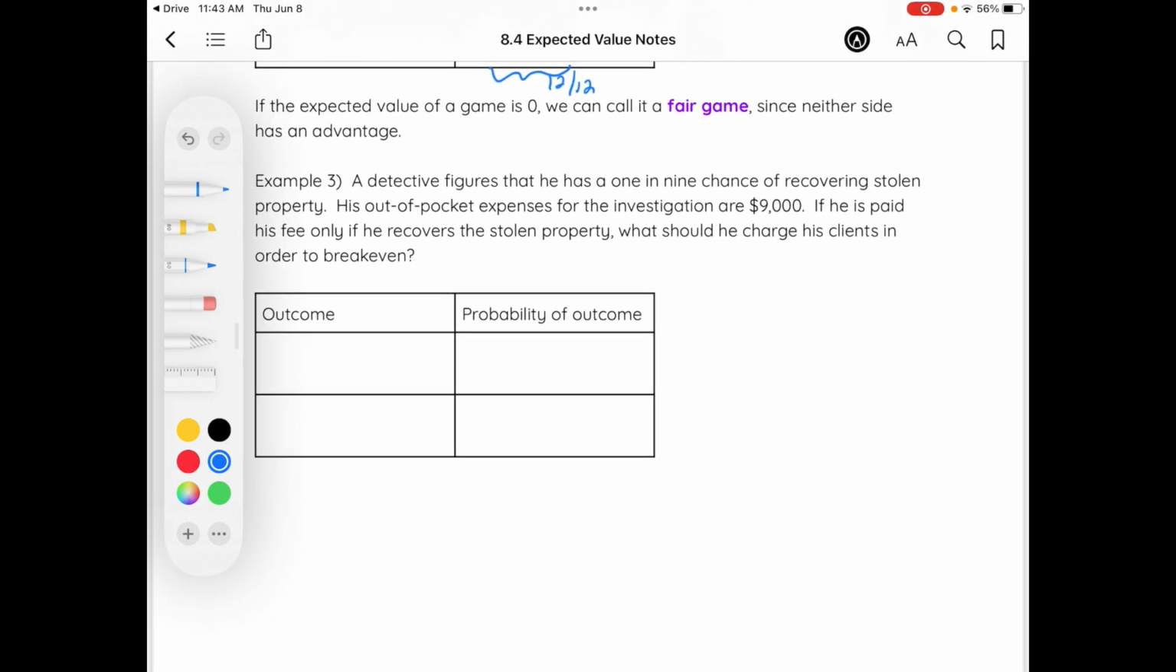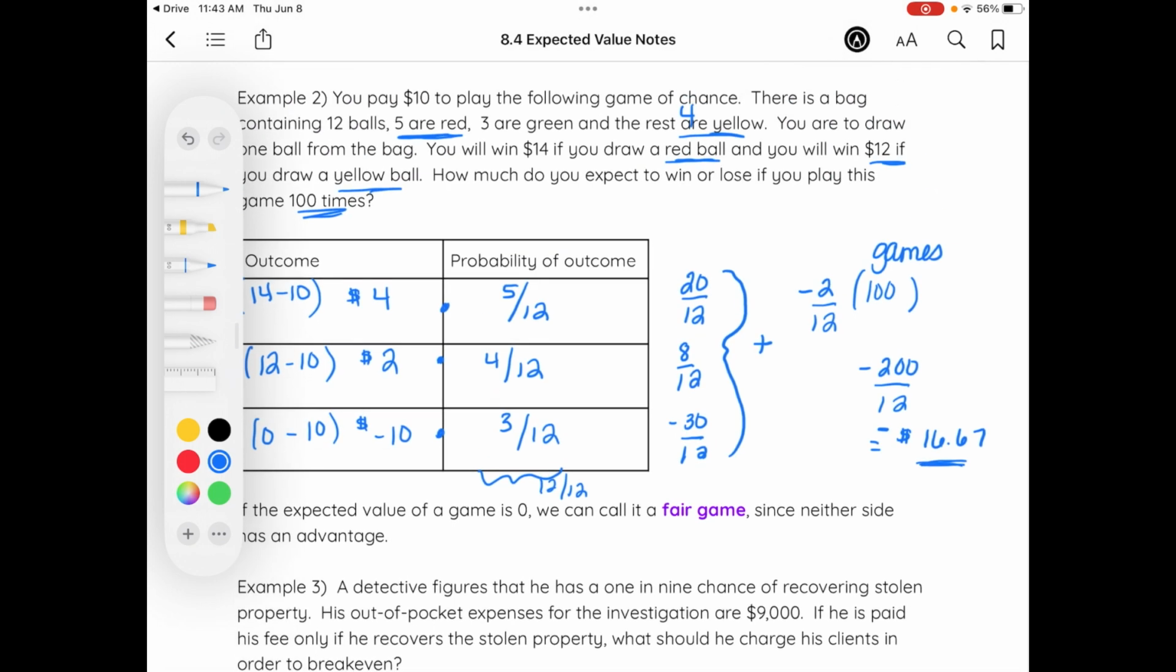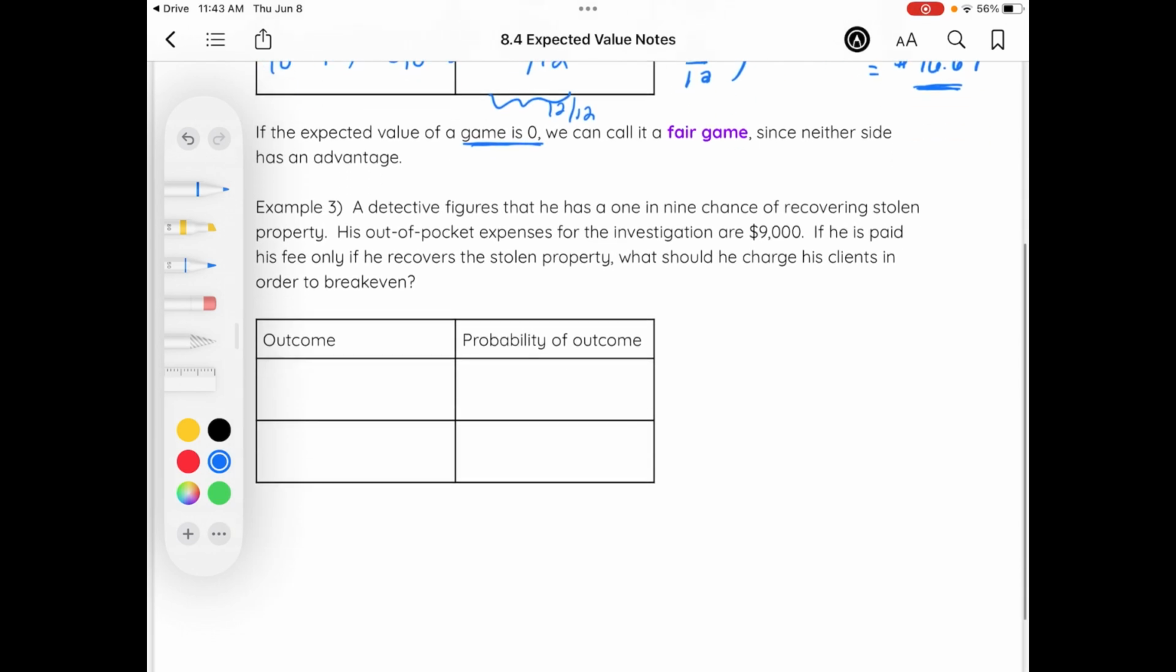It's also interesting to talk about what it means to be a fair game. So if the result that we ended up with here and on the last one was a positive, if we ended up with a value of 0, we call this a fair game since neither side has an advantage, the player or the receiver of the game. So let's talk about what that might look like in a different situation.